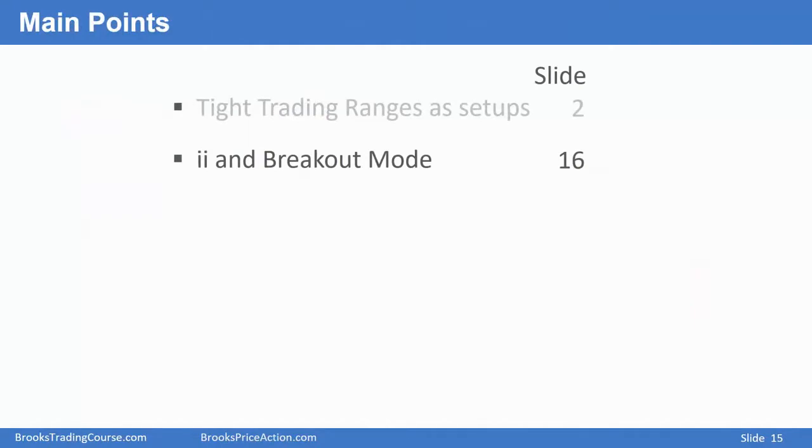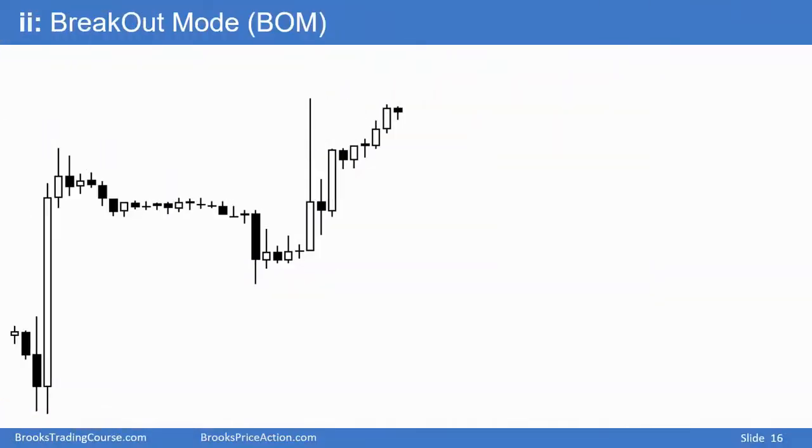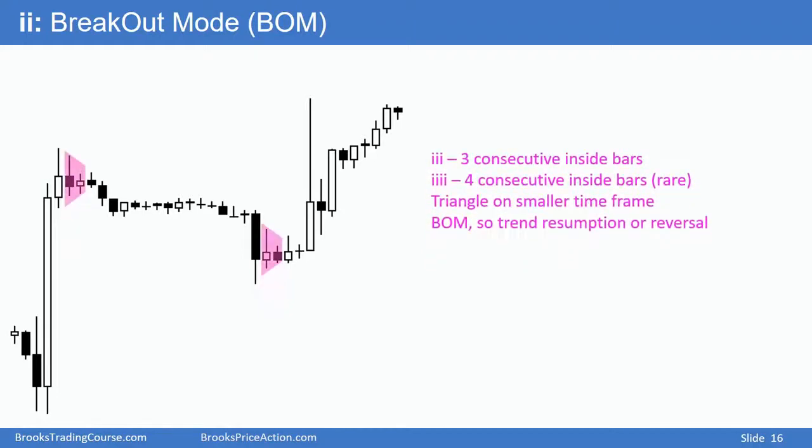I want to talk a little bit about II patterns and breakout mode. Big bull reversal, and we have an inside bar followed by another inside bar. Well, same thing here, bear breakout, inside bar followed by an inside bar. So both are II patterns. And whenever I see an II pattern, I always assume that it is a triangle on a smaller time frame chart. So if this is a 5-minute chart, you can look at a 1-minute chart, and it probably is going to be a triangle on a smaller time frame chart.